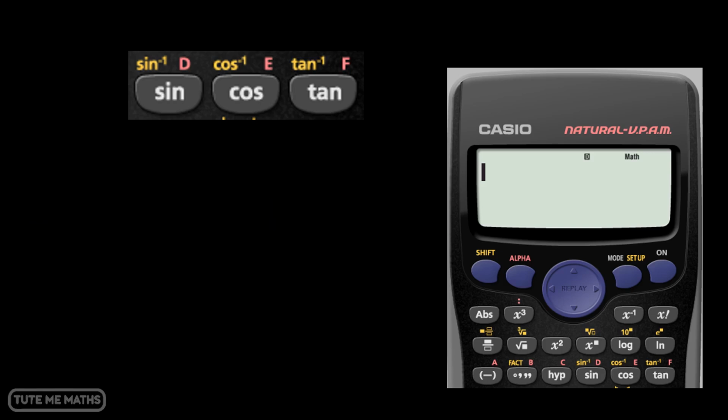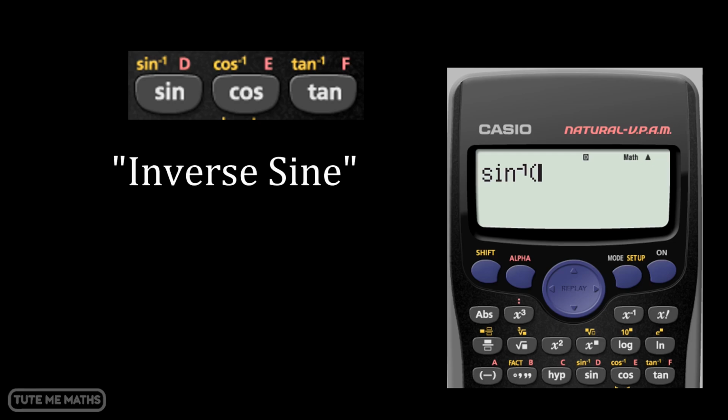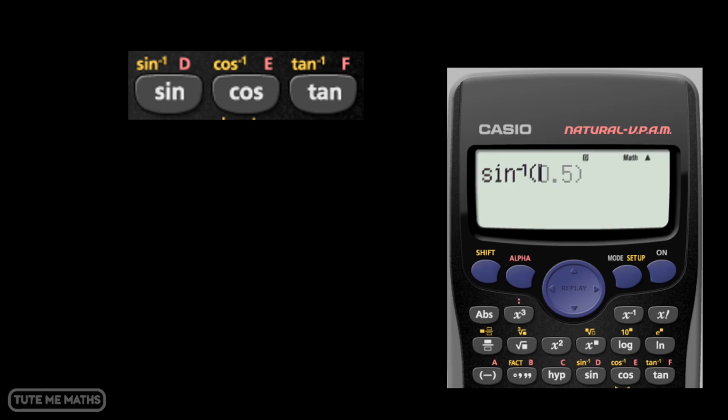Tapping the Shift button, then the sine button, gives us this strange looking expression. It looks like sine has been raised to the power of -1. This is known as inverse sine or arc sine, or even sine to the -1. If we then type 0.5 after it, we are basically saying to the calculator, please tell me which angle has a sine ratio equal to 0.5.